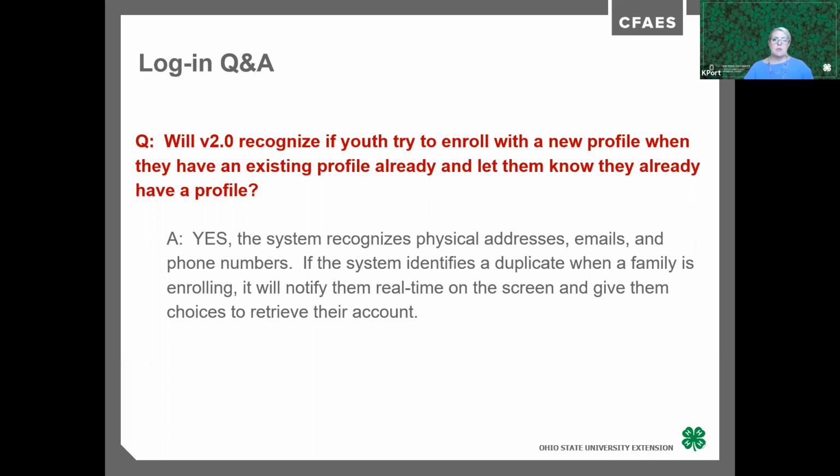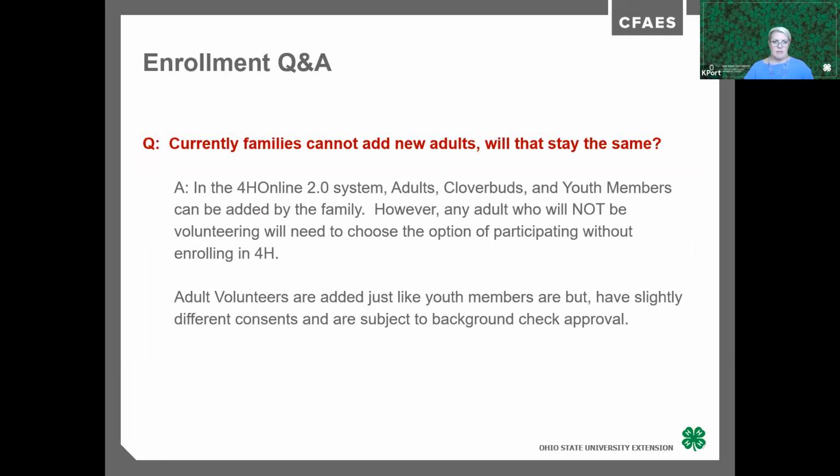All right, we're going to move on to enrollment questions that I get a lot of. Currently in 1.0, families cannot add new adults, and that has to be done through the office. In 2.0, adults, Cloverbuds, and youth members can all be added by the family. When a new family is created and families start adding members with the add member button, they can choose really any of those roles to add, and it's based off the age of the person that you put in.